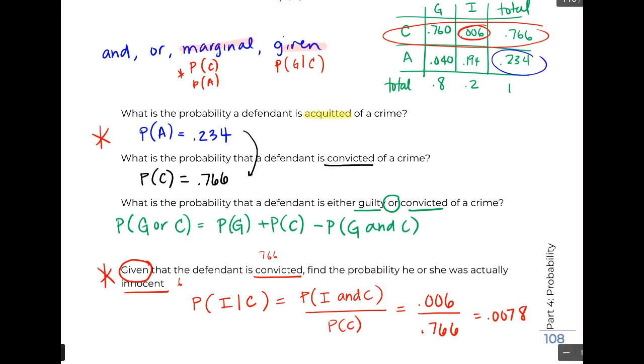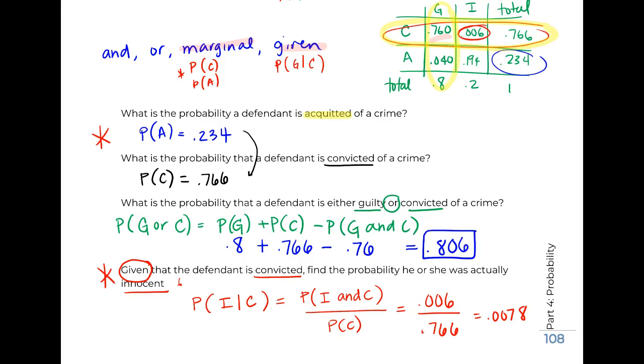And again, we can see this on our actual contingency table. Convicted or guilty are these two, and that would have us double counting that 760. So probability of guilty is 80%, probability convicted 76.6%, minus the 76 that overlap gives us 80.6. So anyways, like I said, these two are guaranteed, and then an or is possible for this question on the test. And the easiest way to make sure you don't make any mistakes is to create that contingency table.